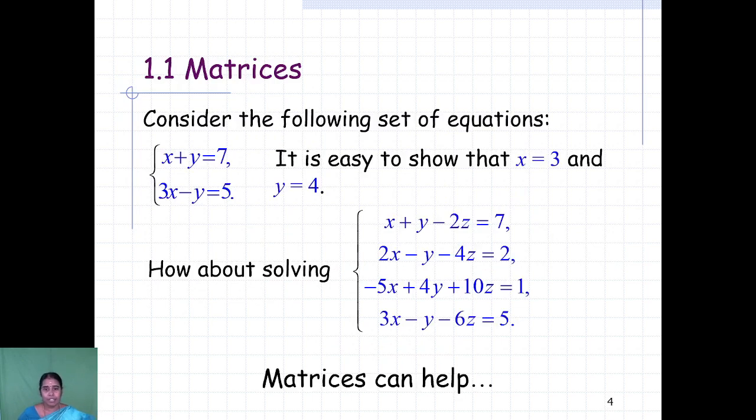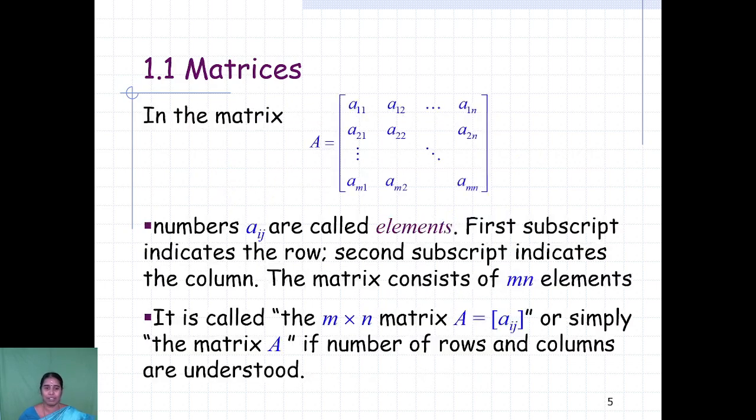Let us consider a set of equations. If the equation is a simple one, that is two equations and two variables, then it is easy to show that x equal to 3 and y equal to 4. We can solve it easily. Next, suppose we have equations like x plus y minus 2z equal to 7, and 4 equations with 3 unknown variables. Then these equations can also be solved, but it is a little bit complicated. In order to solve the equations in the simplest way, we are using matrices.